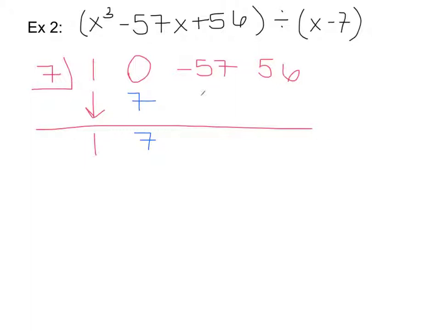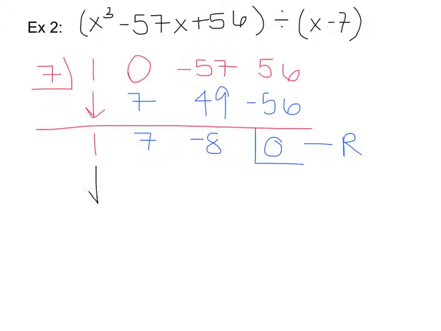7 times 7 is 49. Negative 57 plus 49 is negative 8. 7 times negative 8 gives me negative 56. 0, and remember this is your remainder. So I started with x cubed, so it's 1 less than that, it's x squared, then 7x, then minus 8.